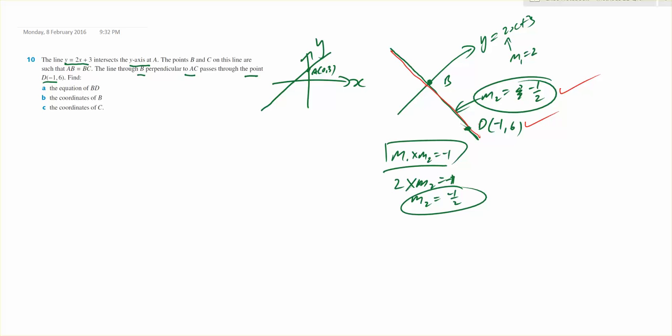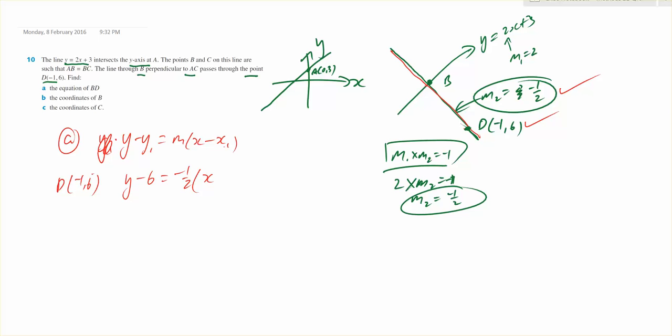So how do I do that? Let's use the formula. Remember, y minus y1 equals m times (x minus x1). We plug in the point D to get the equation of the line. So our y1 is 6, our m is -1/2, because we just worked that out, and our x value is -1.